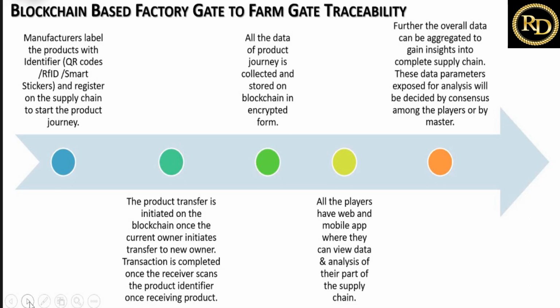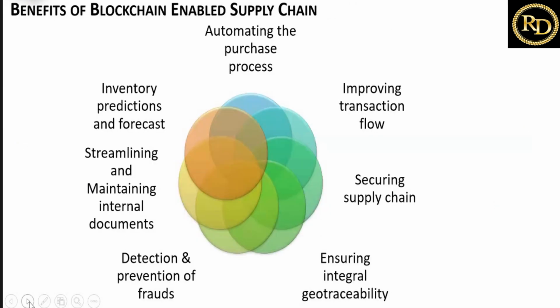All the data of the product journey is collected and stored on the blockchain in encrypted format. All the players have web and mobile applications where they can view the data and analyze their part of the supply chain, so they only see what is relevant to them. Further, overall data can be aggregated to gain insight into the complete supply chain. These data parameters are exposed for analysis, which can help in decisions by consensus, which can help further improve the efficiency, effectiveness and economic viability of the whole value chain. It can reduce the cost drastically.